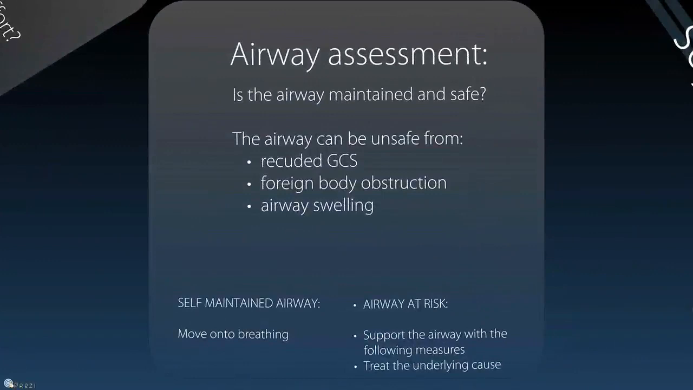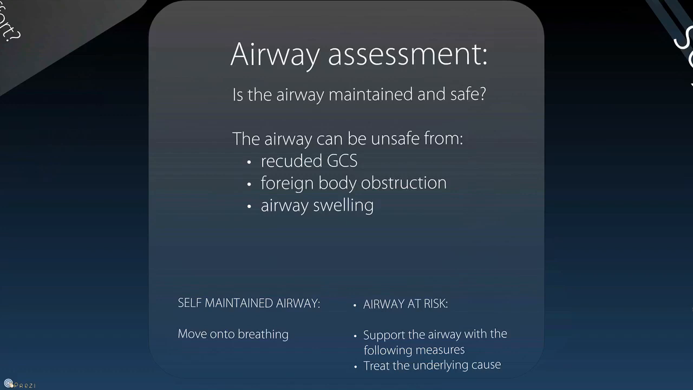The airway assessment is critical, and you need to find out at the moment whether it is safe and maintained. There are many causes of unsafe airway that you can read in the books or be taught, but the common ones are reduced GCS, so Glasgow Coma Score, from any cause. This can involve drugs, head injury, or it could be from foreign body obstruction, which is common, often from vomit or the patient's own secretions. And the third one, which is common, is airway swelling, which is often due to anaphylaxis.